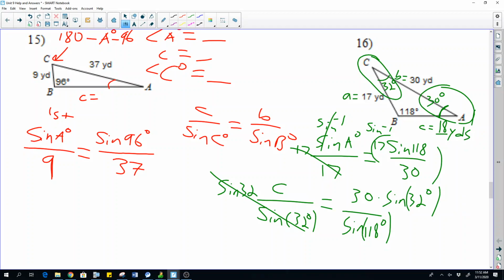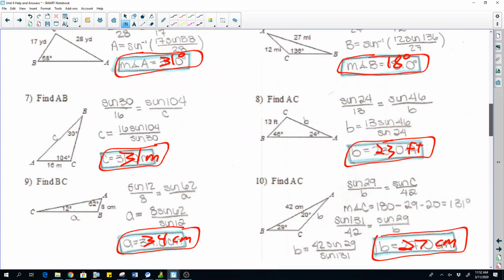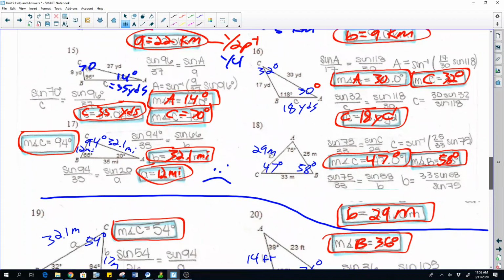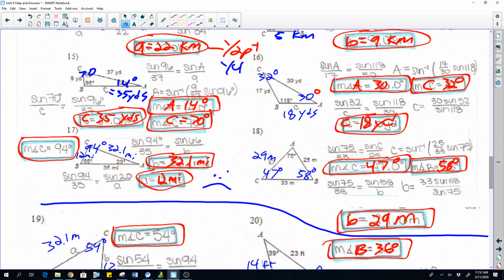Cool. So now we have the side length and two angles. There we go. So that was number 16. So thanks for watching. We'll just double check. Yep, 30, 32, and 18.